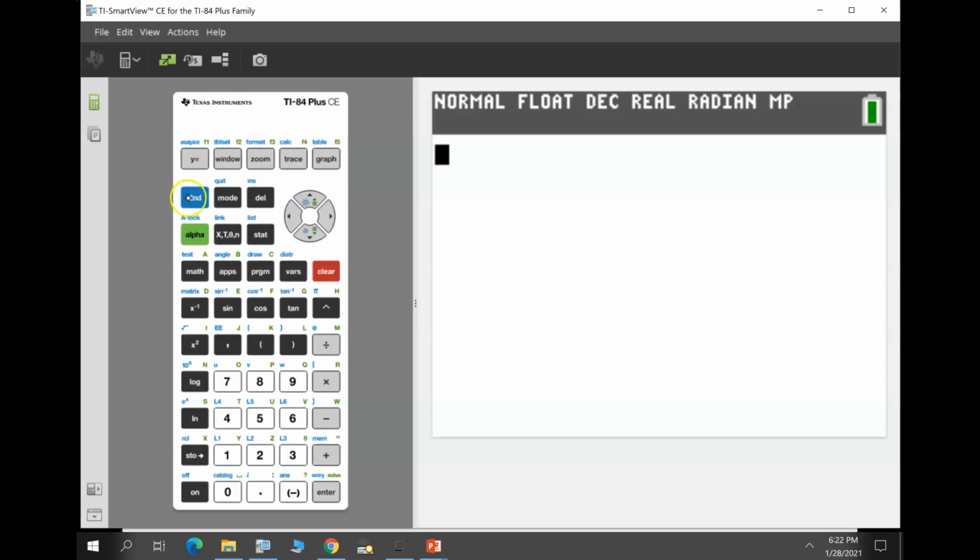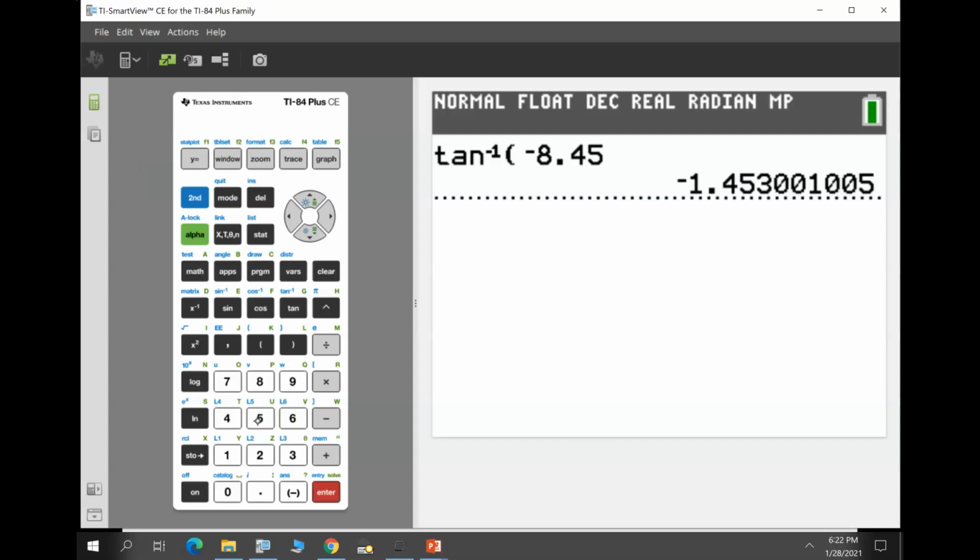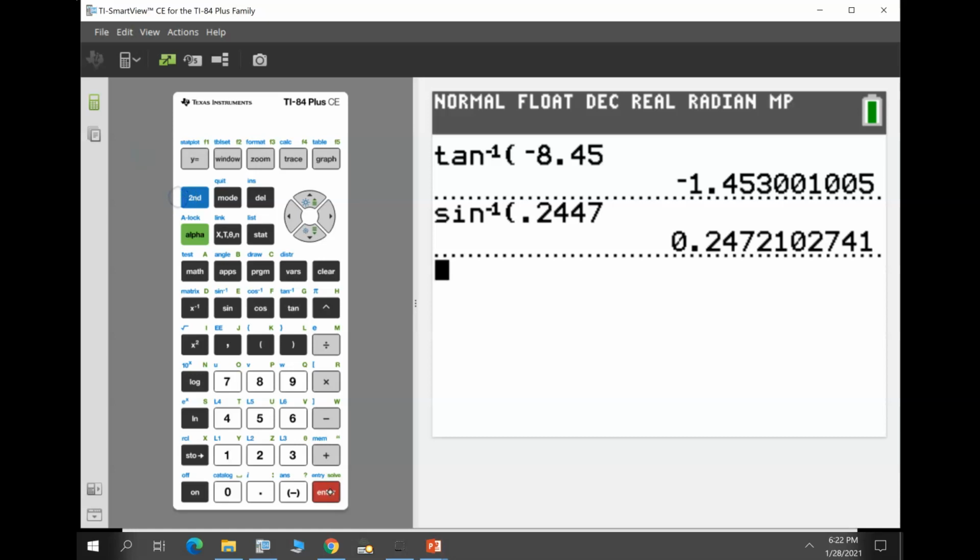So I'm going to do second tangent to get that inverse tangent, and then I'm just going to type in the value that we had, which was negative 8.45. So if you're having any trouble getting that, just let me know and I'll look at it with you. All right, the next one that we had was inverse sine, so we're going to do second sine of 0.2447 was the question that we had. So again, if you're having any trouble getting that value, let me know.